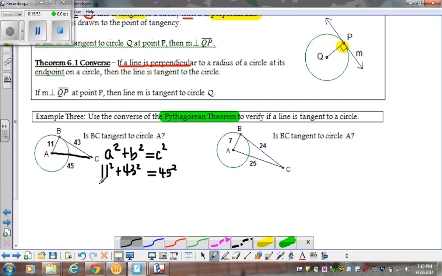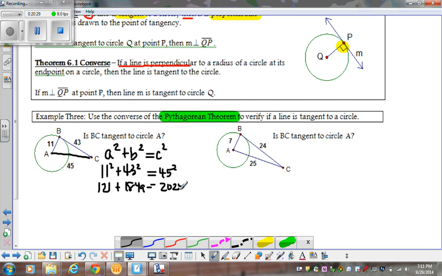So 11 squared is 121 plus 43 squared, and I actually got to grab my calculator real quick to make sure I am calculating this correctly for you. All right, so 43 squared is 1849. 1849, that was a good year. Equals, all right, we're going to look at 45 squared, which is 2025.